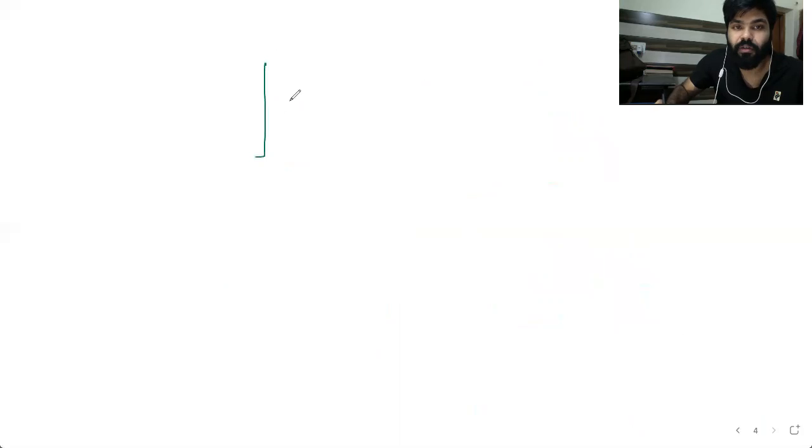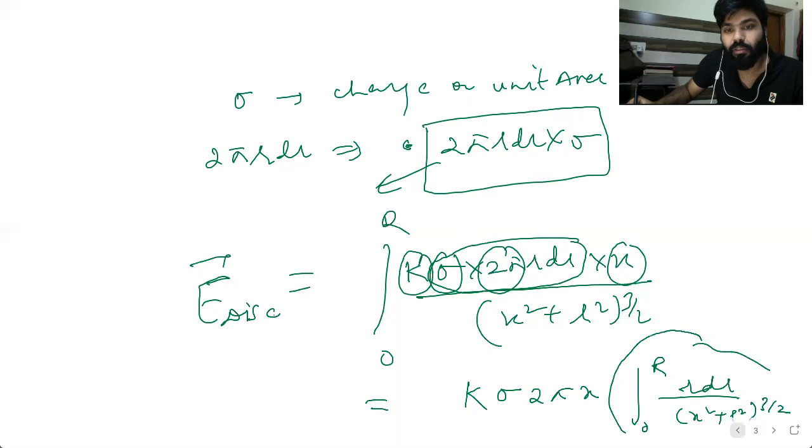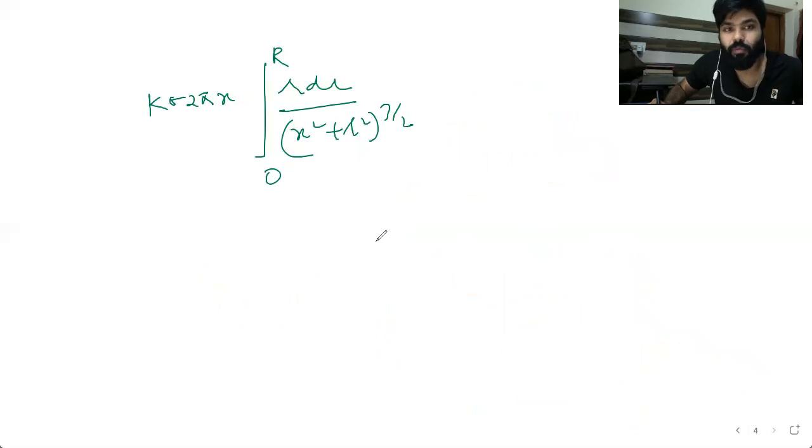You have to integrate R dr over (X square plus R square) whole raised to the power 3 by 2, from 0 to R. Okay. And what was left outside the integration was K times sigma times 2 pi times X. Let me check. Yes, K times sigma times 2 pi times X.